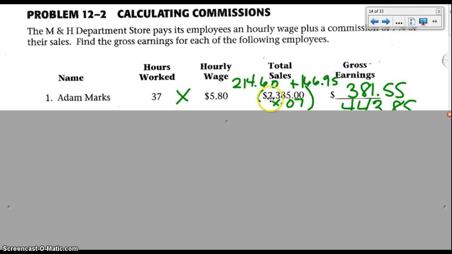Now we have to figure out his sales, and it says he gets 7% commission of his sales. So we've got his total sales, and we're going to multiply that by 0.07, which is 7%, to get $166.95 in commission. Now we'll add his hourly wage total plus his commission to get $381.55. Go ahead and pause the video and figure out the other answers on this demo problem, and then we'll check them out.